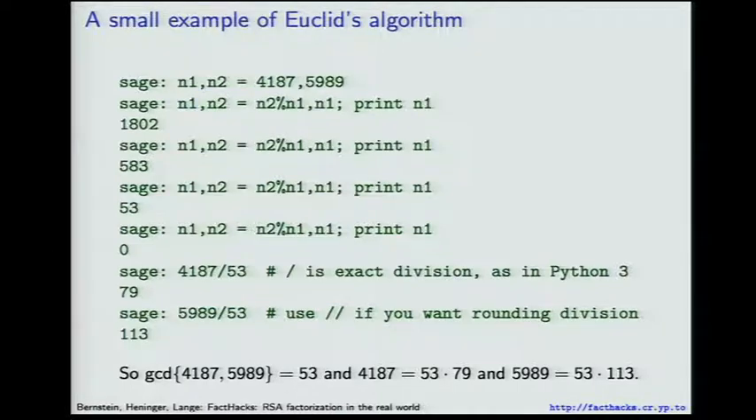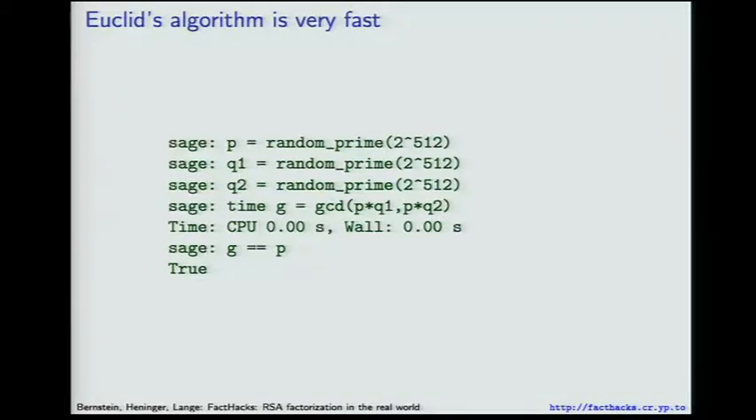If you scale this up, if you do this computation for bigger numbers, then here's another timing example. It's still really, really fast. In the middle of this slide, this is doing 1024-bit keys that share a 512-bit prime. You can figure out this 512-bit prime so quickly that the timing there, 0.00 seconds, you can't even see how fast it is. Okay, so that's Euclid's algorithm.